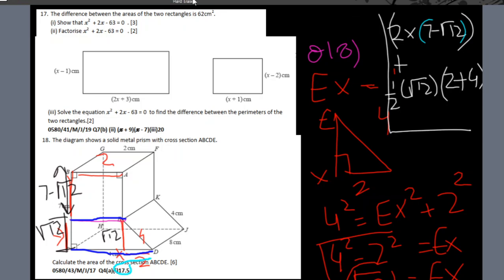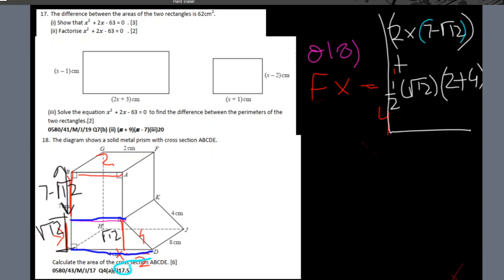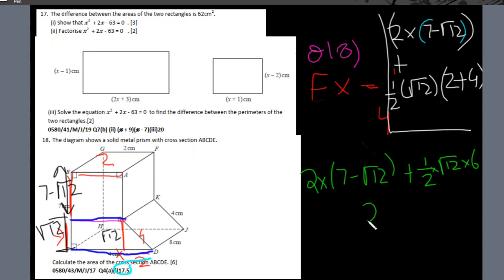So how you'll enter this in your calculator: you'll enter 2 times bracket 7 minus root 12, so that your calculator knows that this is a combined term, plus then simply enter half times root 12 times 6. This will give you the answer. What was the answer? 20. No, the answer is 17.5, not 20. 17.5, this answer right here.